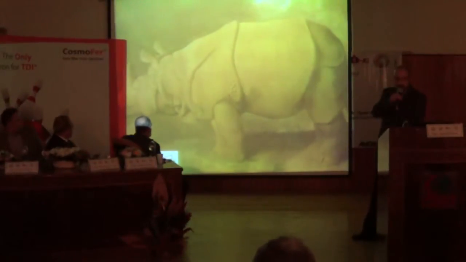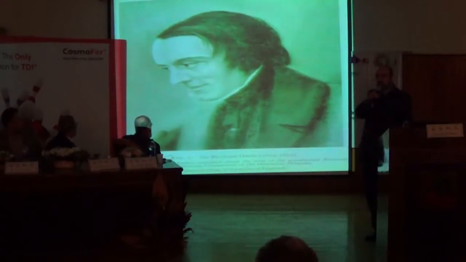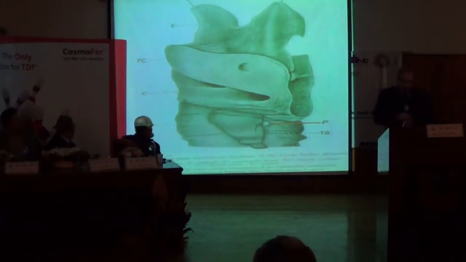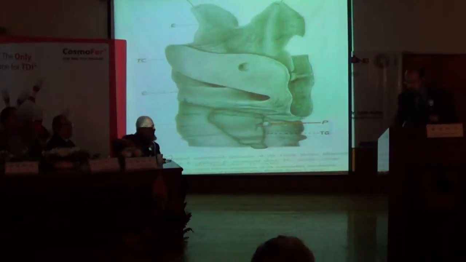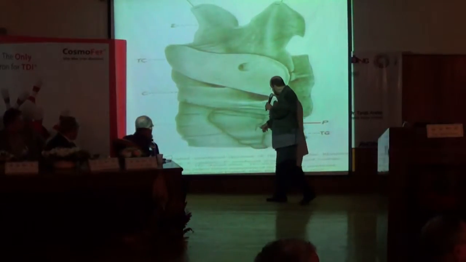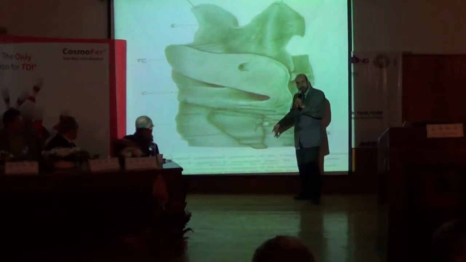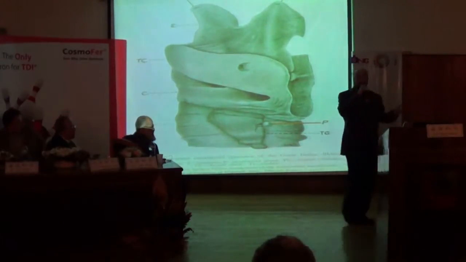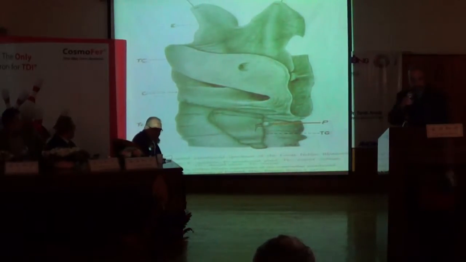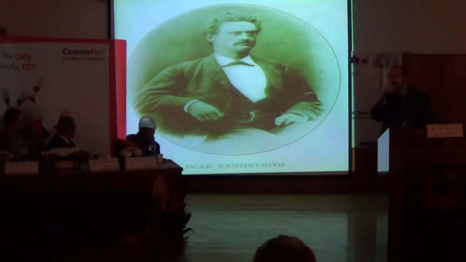This is the Indian rhinoceros, and this is Sir Richard Owen. And this is the neck. This is a pointer here. So this is the thyroid gland of the Indian rhinoceros, and he discovered a small gland next to it. He called it the parathyroid gland, a gland which is next to the thyroid. This is Ivar Sandström.